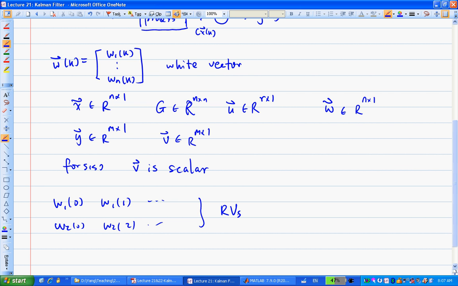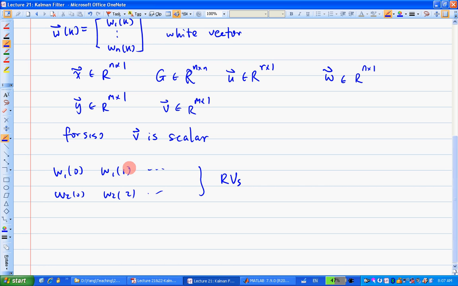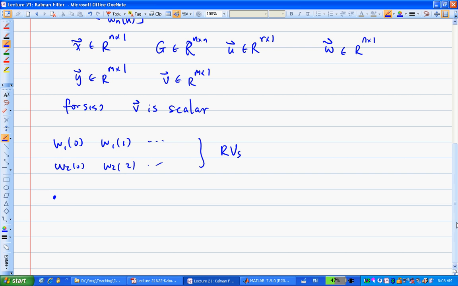For each run of your experiment, or for each control trial, right? They all are going to have different values, right? And so they are basically random variables there. So some of the properties now associated with the noise.